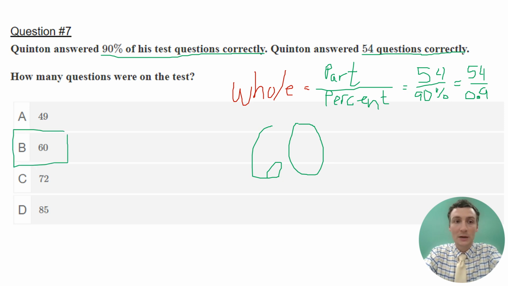All right, great job. One final thing I'm going to add. We can use logic to eliminate answer A. Sorry about the loud noise. We know that 49 is a bad answer because if he answered 54 questions, there can't be 49 questions that he answered in total. That doesn't make sense. You can't answer more questions correctly than there are questions. All right, moving on.